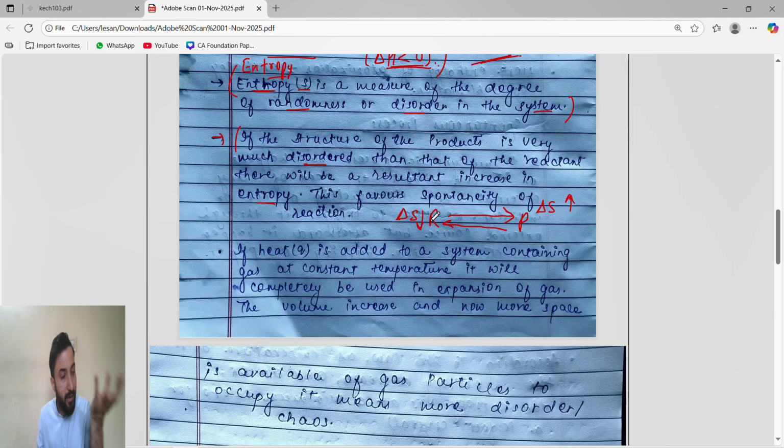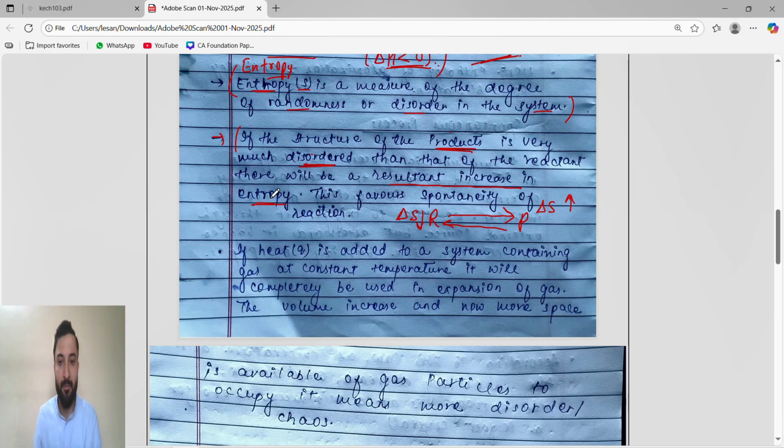If suppose the reactant is more disordered, we are going backward from product to reactant. So in this condition what is happening? We are going in the reversible direction. Reversible direction means entropy will decrease, means entropy change will be negative, less than 0. Understand? Yes sir. That's what they said. If the structure of the product is disordered, then there is a resultant increase in entropy.